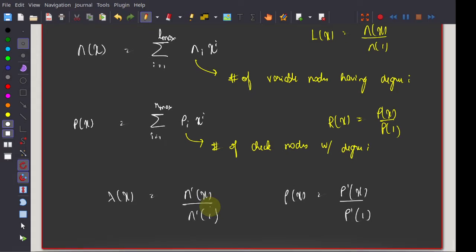So again, this is another way of looking at this particular quantity. They give the same amount of information, so both L of x and lambda of x give the same amount of information. The only difference is that when we try to analyze the belief propagation algorithm, these two things sort of naturally arise. Okay.